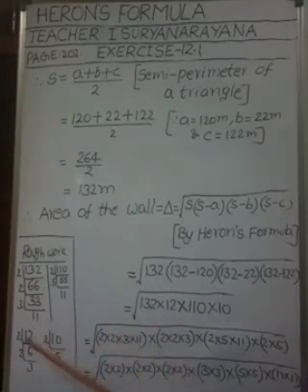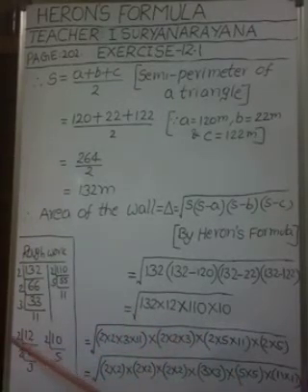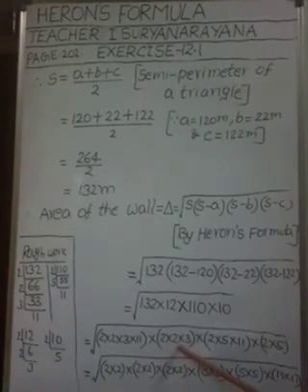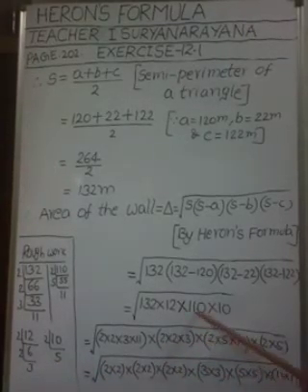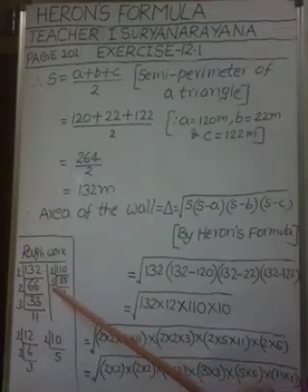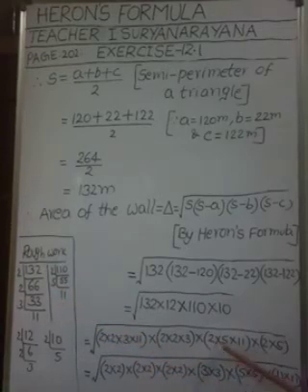How can you write the prime factors for 12? 2 into 2 into 3. Understood this part, my children? Right. We are writing the prime factorization of the number 110. How do you write it? 2 into 5 into 11. See here, 2 into 5 into 11. Understood this part, my children?